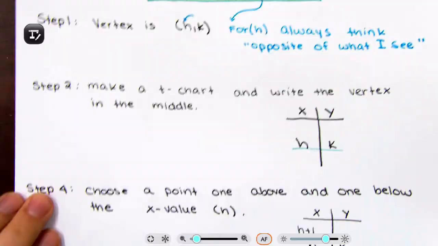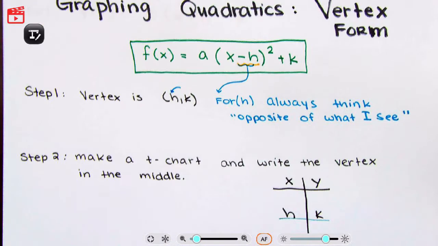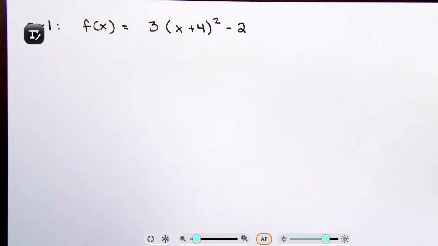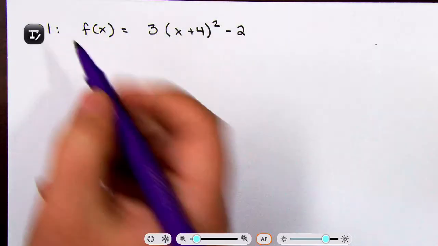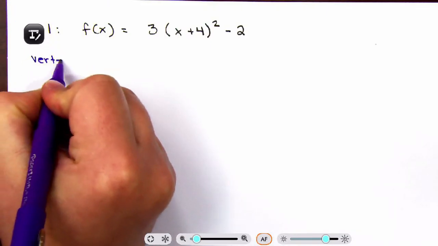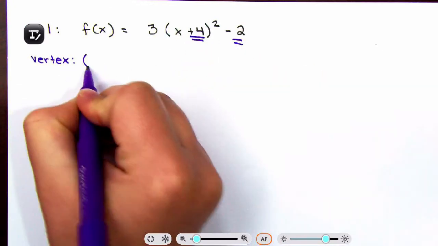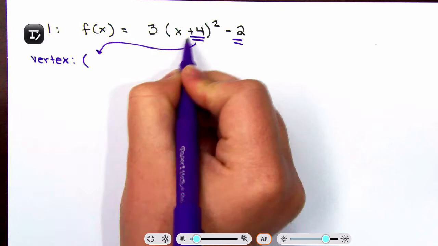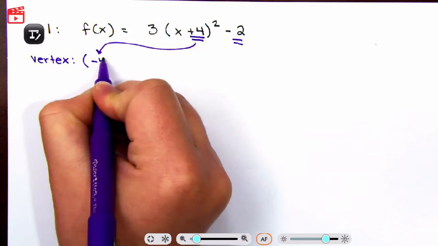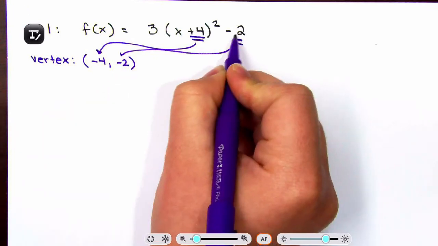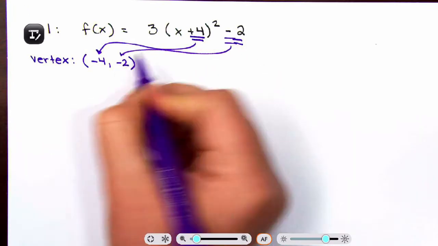If you're in my class, this is very similar to how we were graphing absolute value equations, since they were also in vertex form. So here's an example for us. Step number one is to identify your vertex. Your vertex here is your h comma k, and again, opposite of what you see. So if you see a positive 4, it's actually a minus 4. Now your k value is the same. That doesn't change. So if I see a minus 2, it stays as a minus 2.